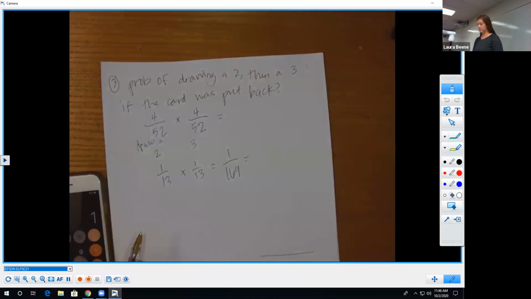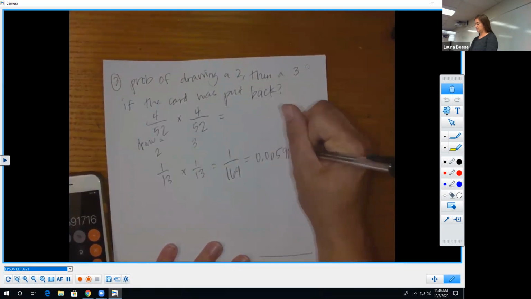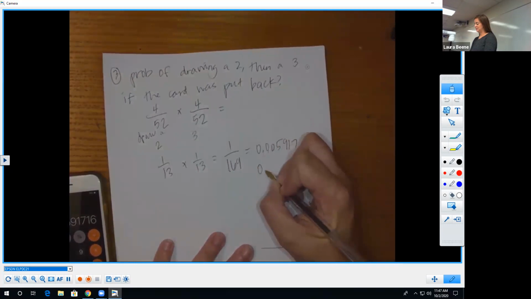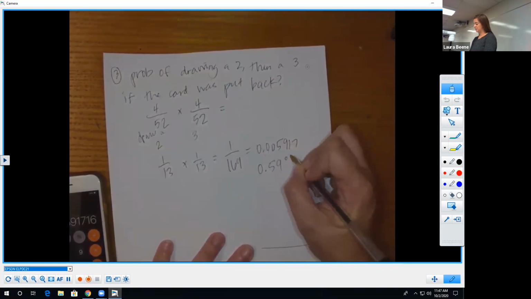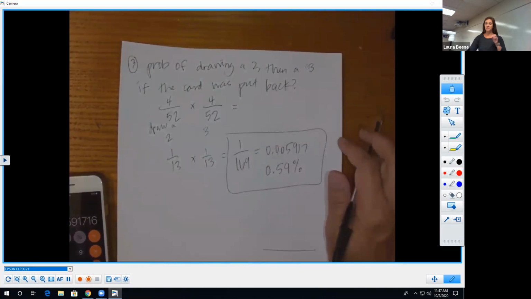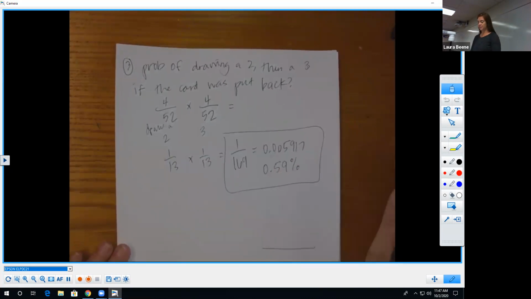Let's see, 1 divided by 169, which is 0.005917. And when I move the decimal place over 2 times, that's 0.59%. So super low probability, like not even 1%. And it should make sense. Drawing a 2 and then a 3, that is very, very specific in a big old deck of cards. So that's not going to happen super often. It can happen, but not super often.